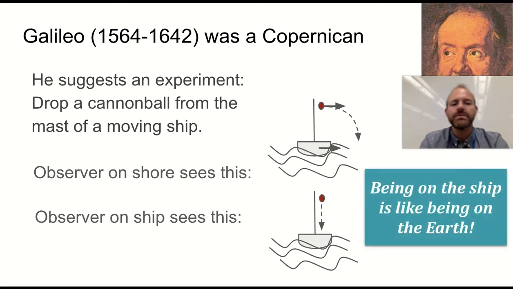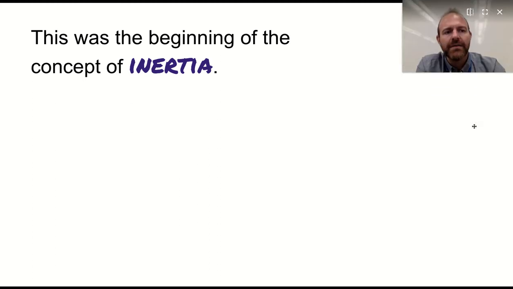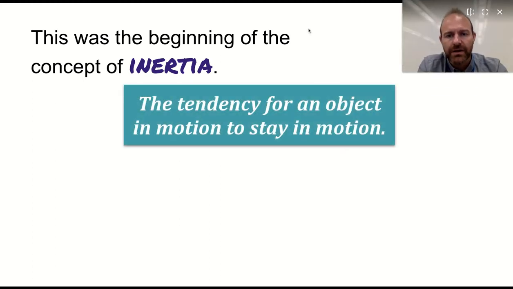So the observation was that being on the ship was just like being on Earth. As long as everything is moving relative to the ship and we're not outside of that ship, we can't really tell about the other motion. So this was an early step into understanding inertia. And inertia, which we'll get to in a big way when we talk about forces, is the tendency of an object to stay in motion if it's already in motion. There's more to it than that, but things aren't just going to abruptly change their motion because you suddenly let go of this.